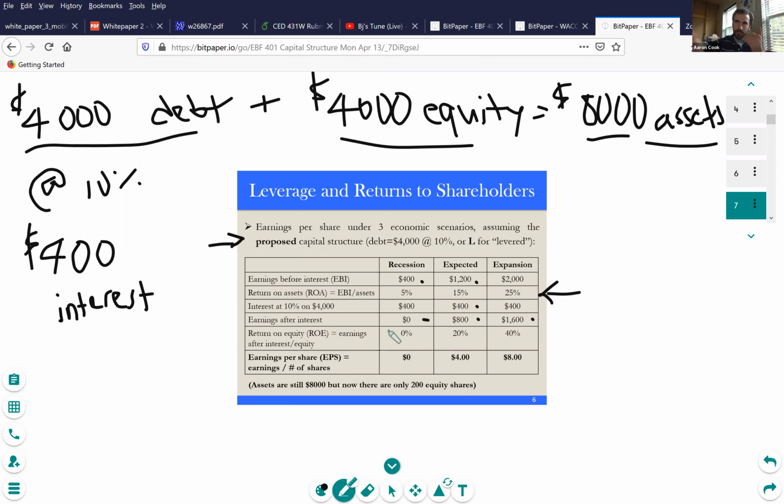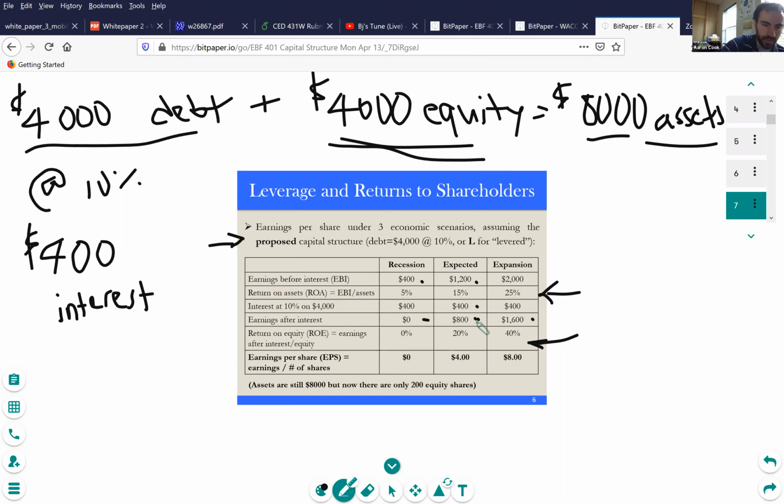So that changes the risk and return profile. This capital structure, this splitting up of the financing between debt and equity, changes both the risk as well as the expected return to shareholders. So now this is the key column here where we think about return on equity. In this case, equity is $4,000. Earnings after interest, that's what's available to equity holders. That's after you've paid off your bondholders, you have this $800 of after interest earnings.